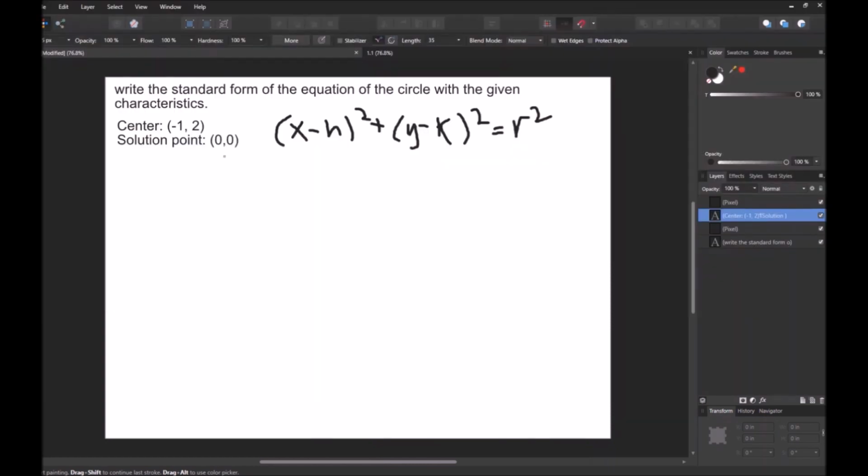Okay, so in this next question we are asked to write the standard form of the equation of the circle with the given characteristics. And the characteristics we're given is that it has a center at -1, 2 and a solution point of 0, 0. So this actually differs from the previous two problems because in this one we're not given a radius, we're given a solution point. So what does that mean?